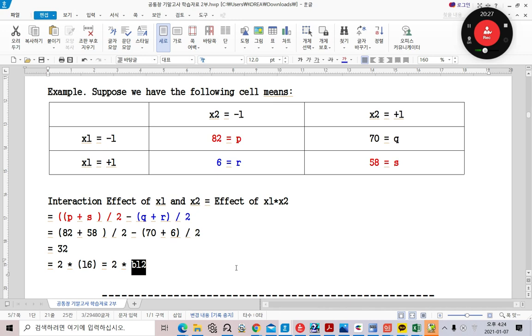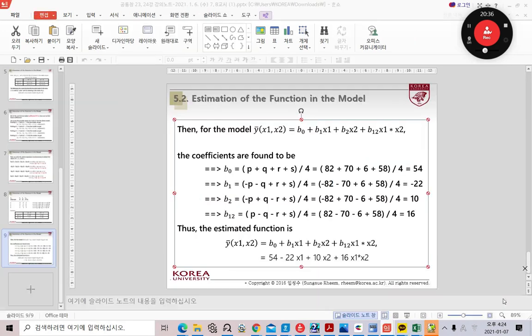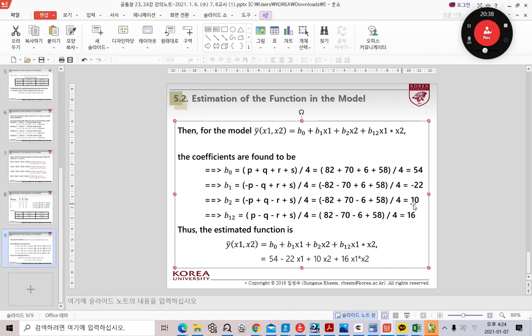16 is B12. Let me verify. Okay, here B12 is 16. Okay, we got it.